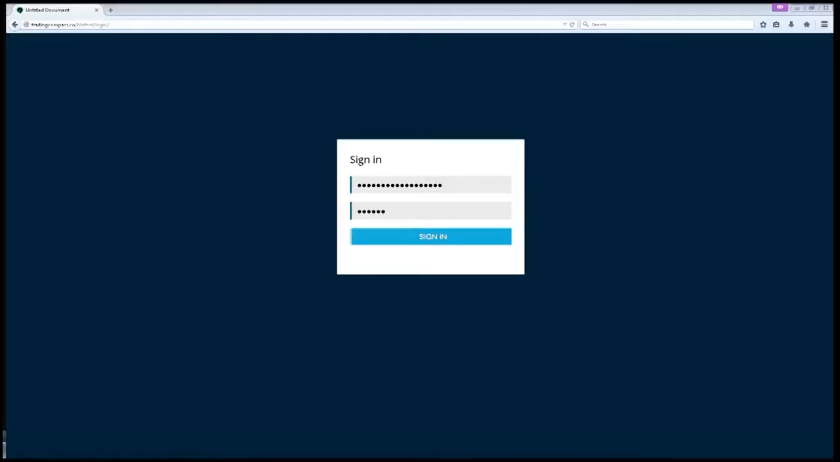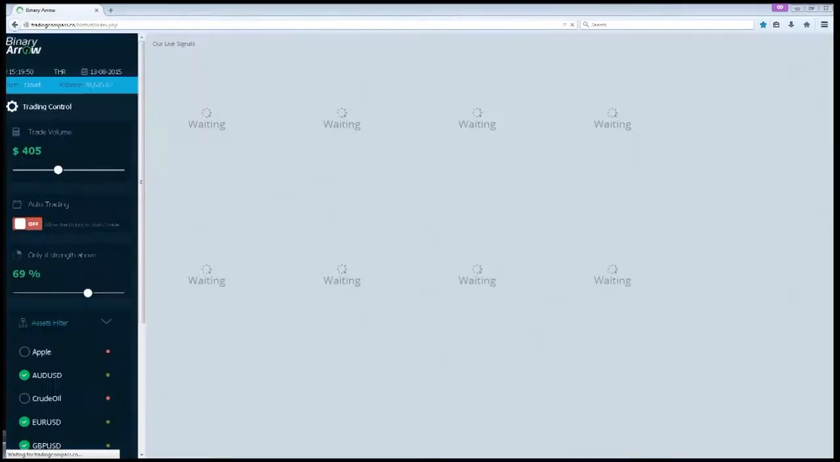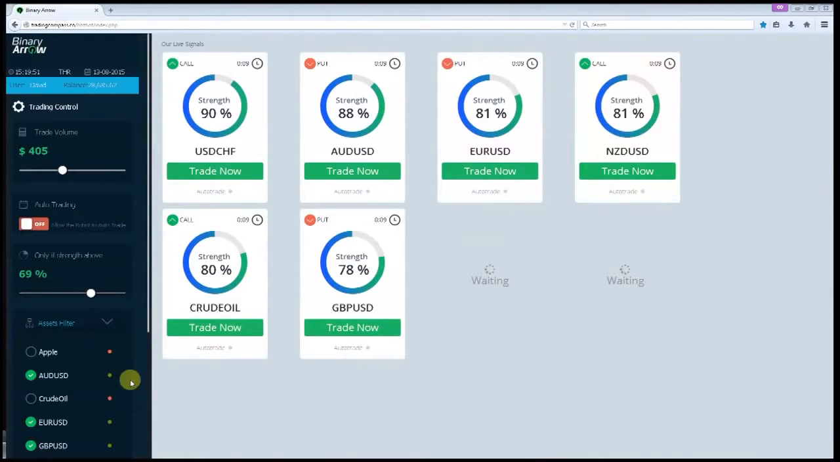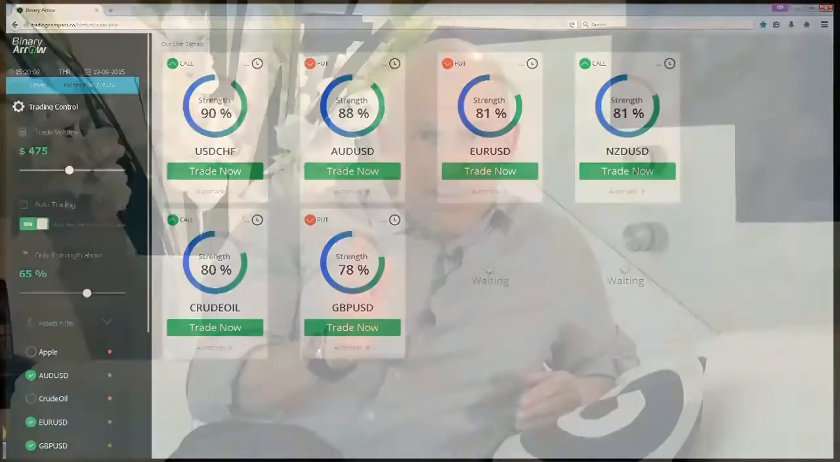Just log in, set your trading terms, switch the system to automatic trade mode, and let Binary Arrow do the rest for you. You don't even have to sit at your computer. As long as you're logged in, the software will keep trading for you, bringing in the profits.